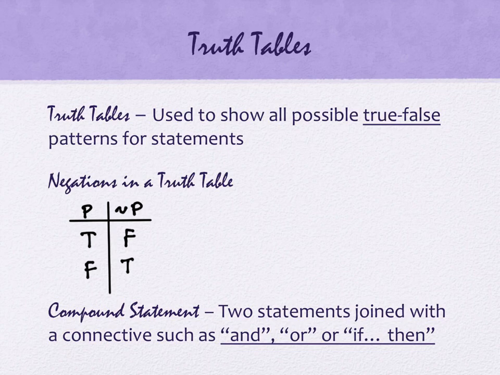Compound statements are 2 statements that are joined with the connectives and, or, if-then. So a connective is one of these words. They connect things together. They connect 2 statements. Statements can be connected with the word "and." They can be connected with the word "or," or they can be connected with an "if" at the beginning and a "then" in the middle, or some variation that means the if-then statement.